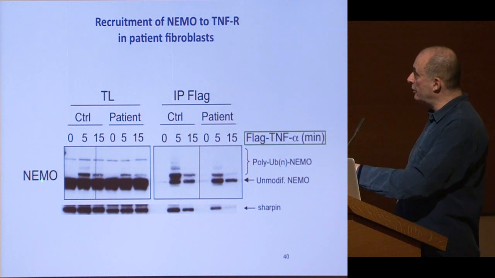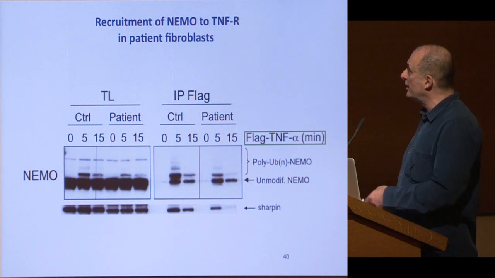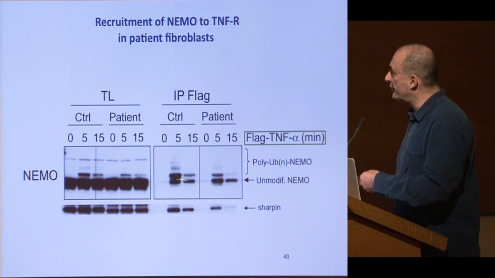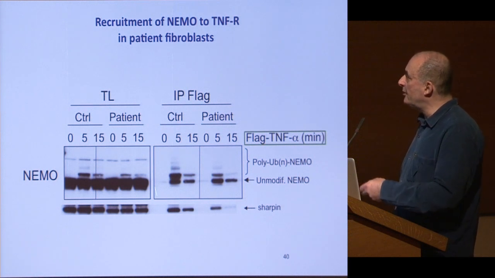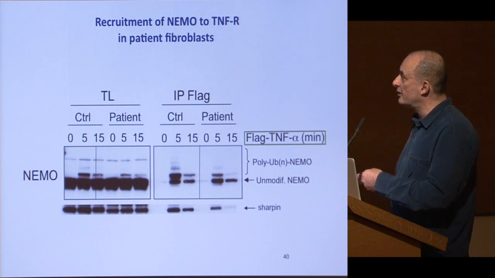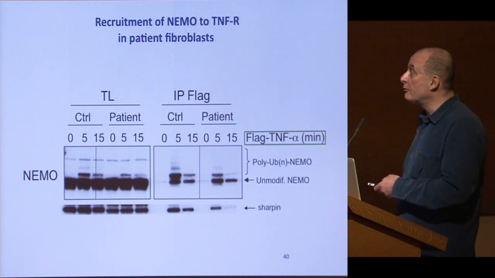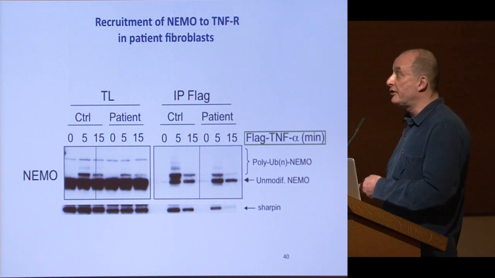So this is a crude lysate demonstrating the appearance of ubiquitinated NEMO after 5 and 15 minutes of TNF. But the interesting data is where you immunoprecipitate the entire complex from the TNF receptor. What you observe is a very strong enrichment in ubiquitinated NEMO, but possibly the most interesting information is that there's basically no difference between the patient and the control cells, contradicting most of what has been published before, saying that linear ubiquitin is critical for TNF signaling.